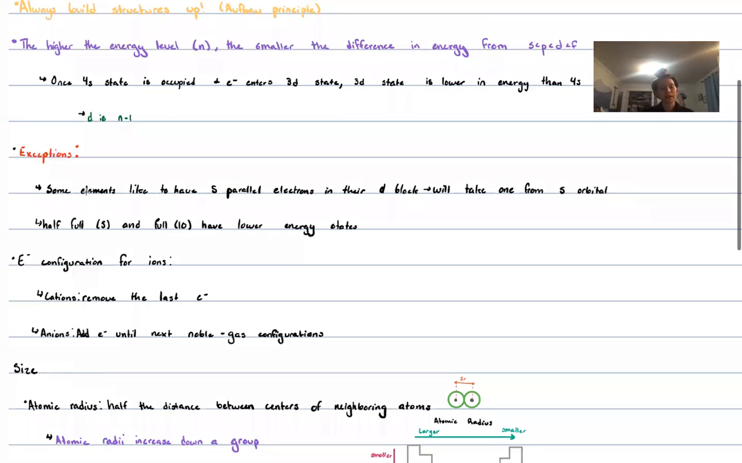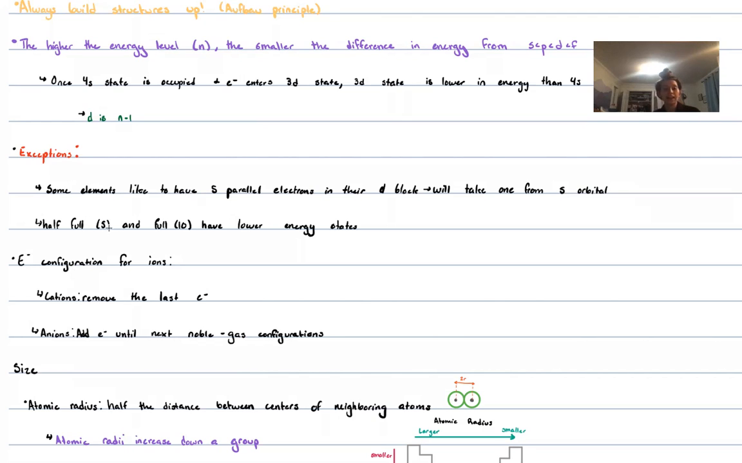And then here's the exception that I mentioned a couple minutes ago. Basically, some elements are super stable when they have either 5 or 10, so they have either a half shell or a full shell in their d orbital, which is that central thing. I think maybe aluminum might be one of these exceptions. I don't know, I don't really have a periodic table in front of me.